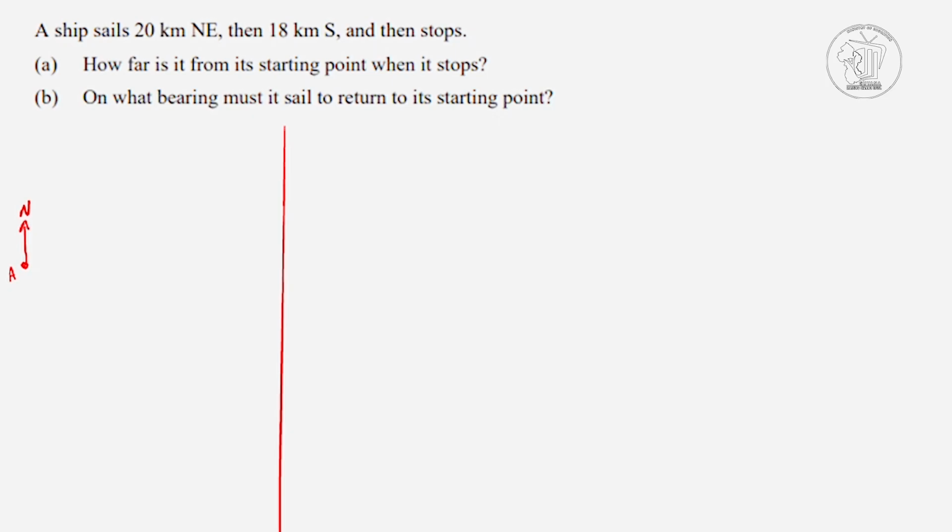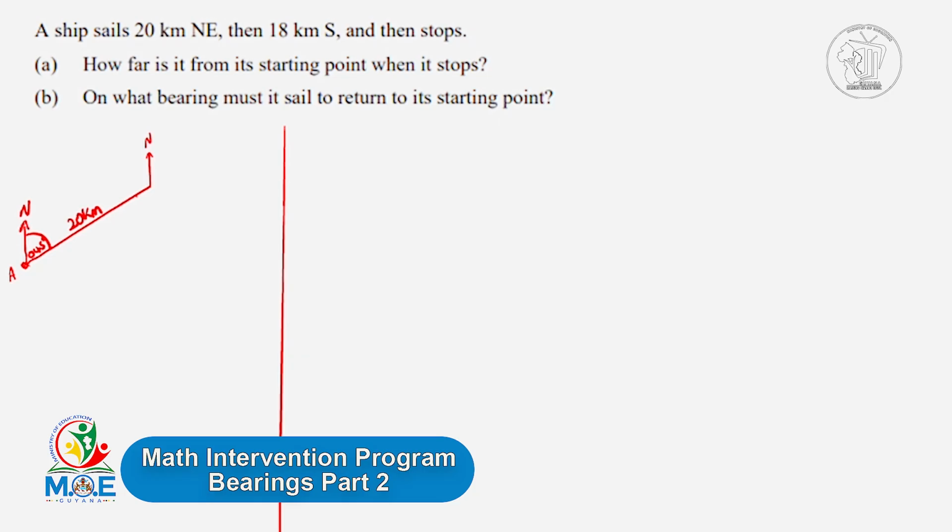Northeast would be directly in the middle between north and east. So that means it's sailed on a bearing of 45 degrees, or 045 degrees. So we can go here to go 45 degrees. And then from the point here, it sailed 18 km south. So we can write in this 20 km here. And then it sailed 18 km south. Of course, to get south, we must draw in the north line as a reference. This north line is parallel to the one that we had before. So here's north and then it sailed 18 km south.